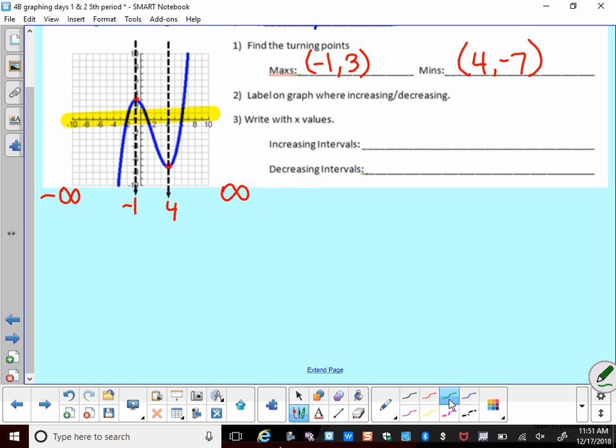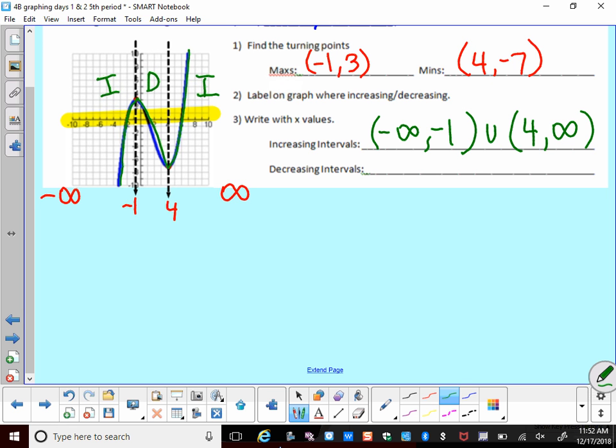Now we will have to ask ourselves what we're doing. From left to right, am I increasing or decreasing? Increasing, and then we are decreasing, and then we are increasing. Alright, so we only need my bottom numbers. I'm increasing from negative infinity to -1. Remember that little union that means and? Little u. I'm also increasing from where? 4 to positive infinity. Good.